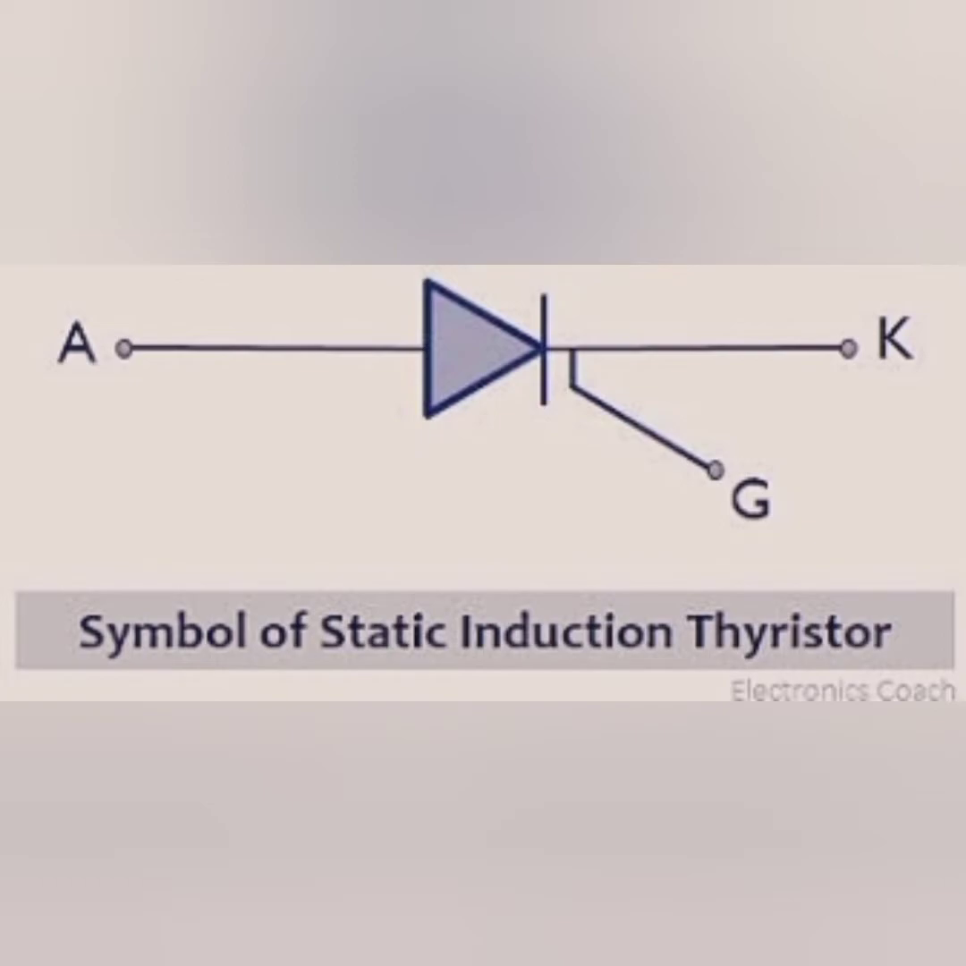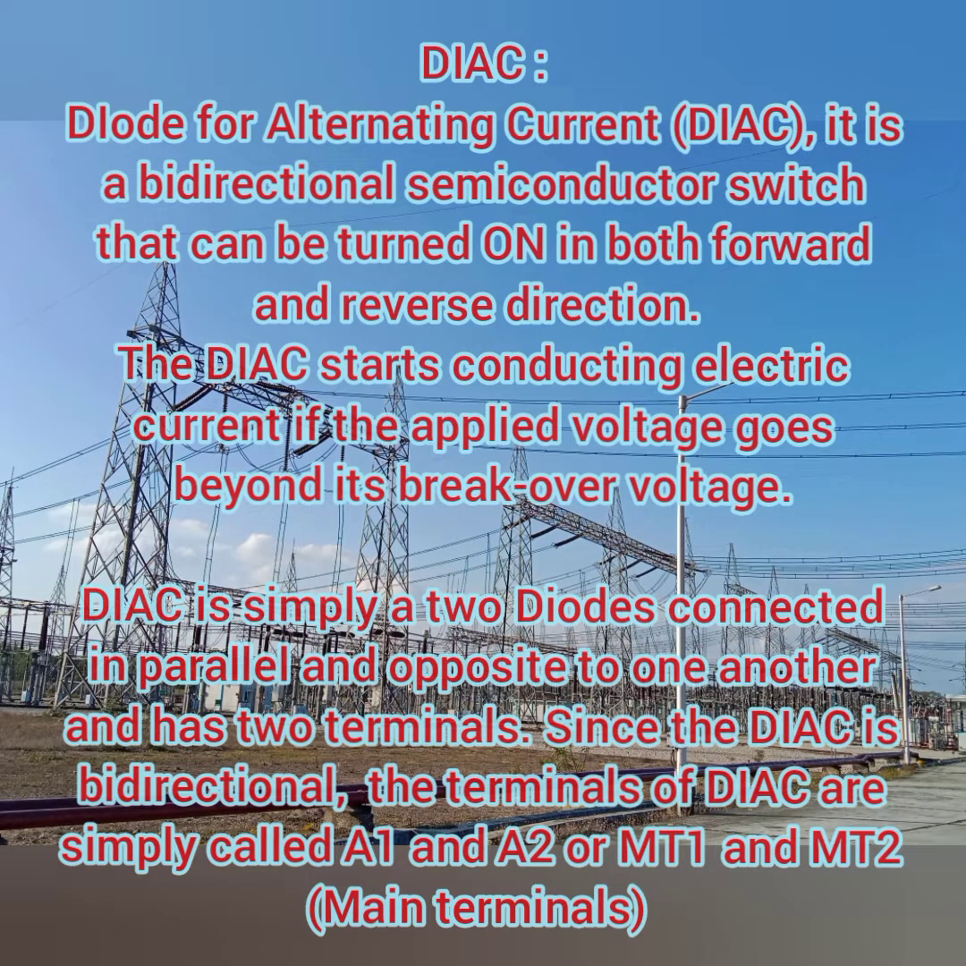So it is also a normal thyristor kind of thing with some changes in the operation. Then DIAC, diode for alternating current. It is a bidirectional semiconductor switch that can be turned on in both forward and reverse direction. In the name itself, you can easily know that it is a diode type of thing, so only the turning on of the diode is possible. The DIAC starts conducting electric current if the applied voltage goes beyond its breakover voltage.